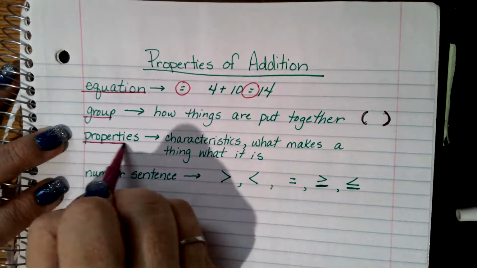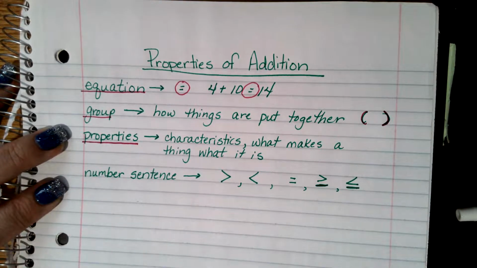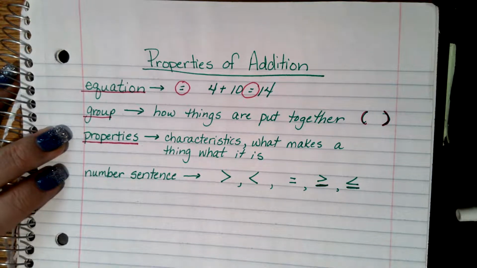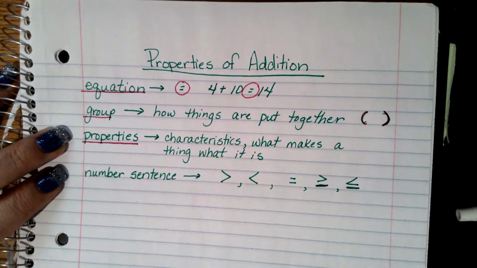Properties are characteristics that make a thing what it is. So this is like the properties of you. You're a 5th grader. You're taking a math class. If we identified your hair color and your eye color, these are characteristics of you. Just like with math, the properties are characteristics of whatever we're working on that make that thing what it is.